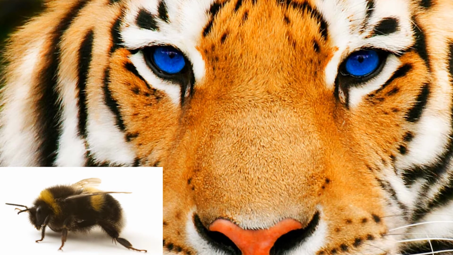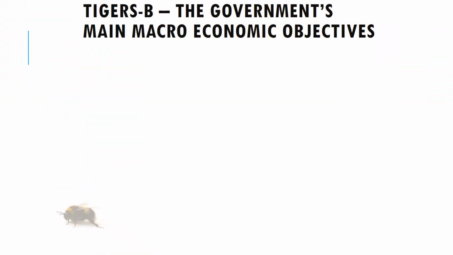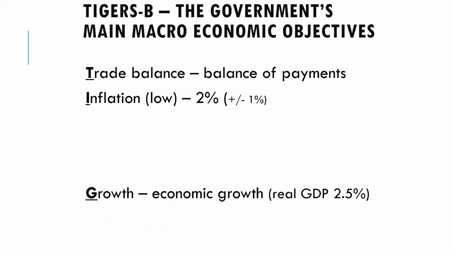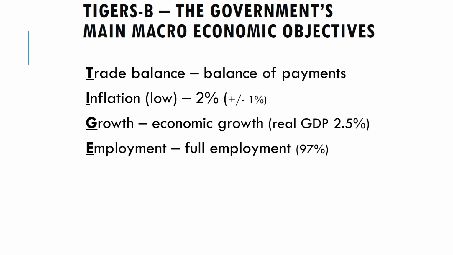And the way in which I would suggest we do that is to say to yourself, Tigers B. Why? Because Tigers B is a way of remembering the government's main macroeconomic objective. T stands for trade balance. I stands for inflation. G stands for growth. E stands for employment.